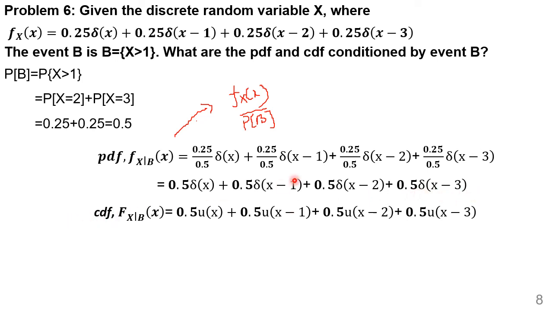The CDF can be obtained by integrating the PDF. When we integrate the PDF, all the impulse functions will be converted into step functions. So therefore you have 0.5 u of x plus 0.5 u of x minus 1 plus 0.5 u of x minus 2 plus 0.5 u of x minus 3.